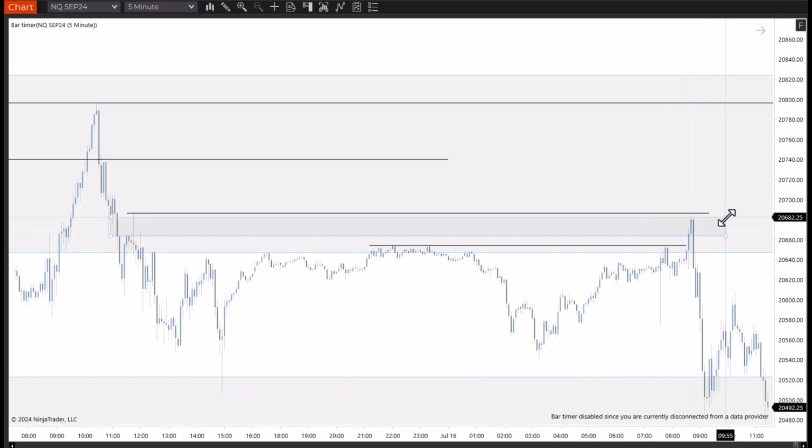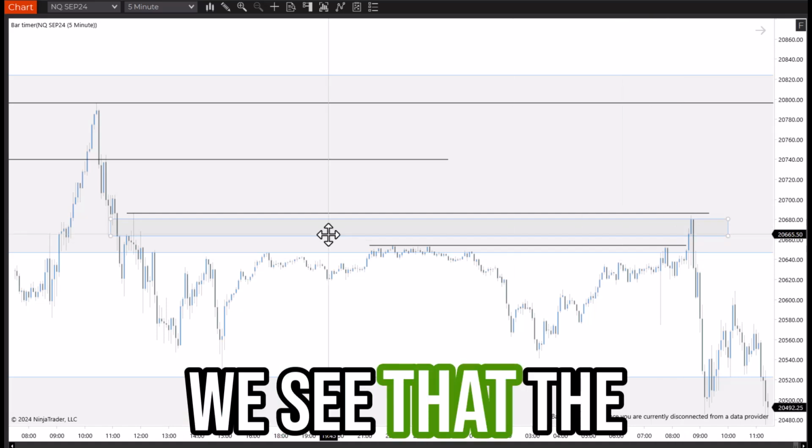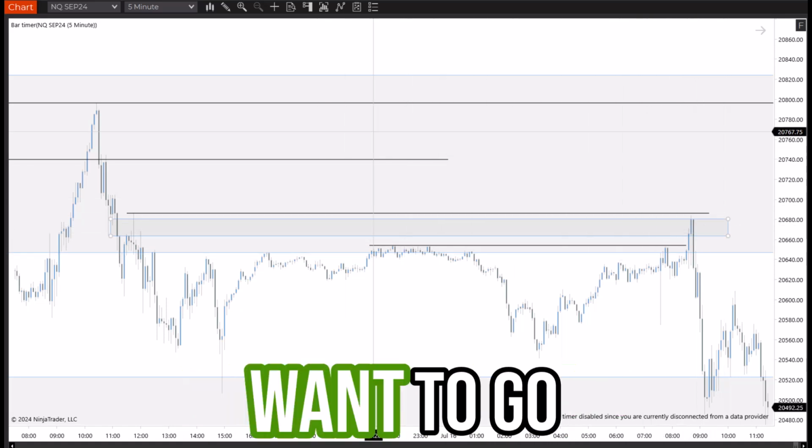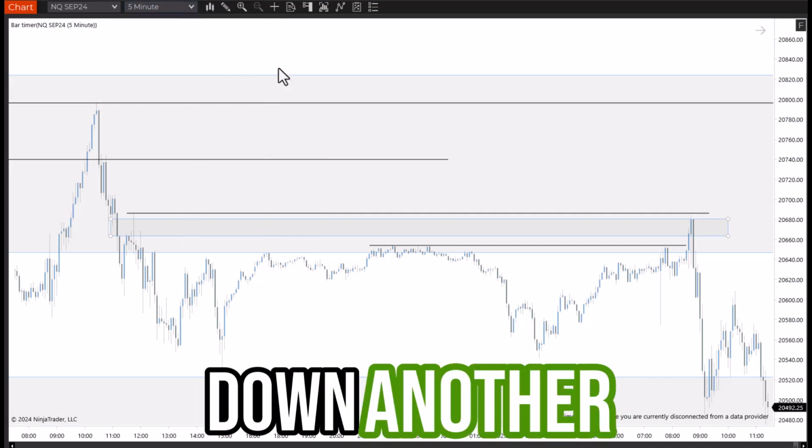Let me slide this over right quickly. 5-minute fair value gap. Now, I want to go down. Once we get into this fair value gap, I want to go down another time frame, down to the 1 minute, and that is where I will look for my entry.